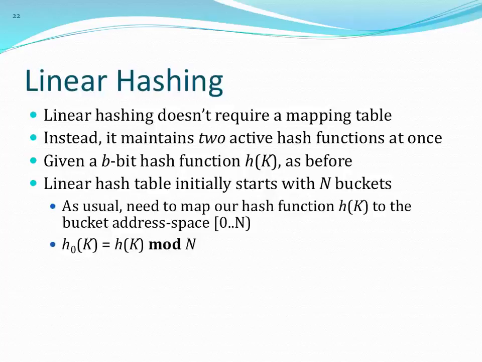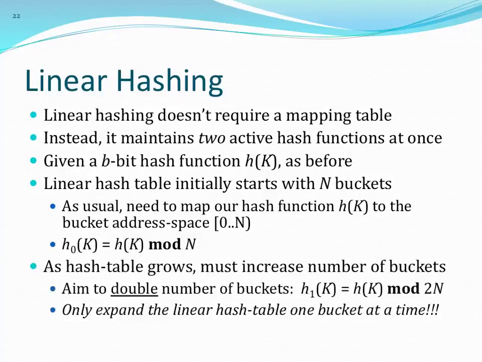Okay, that's easy enough. That's a good start, but remember, we need this to be able to grow. So we basically generate new hash functions by doubling the previous hash function's number of buckets. So h1 of k will be h of k modulo 2n, and then h2 of k will be h of k modulo 4n, and so forth. So every time, we're actually aiming to double the number of buckets. But the trick to this approach is that we don't actually do the doubling every single time. We only add one new bucket every time we need to expand the hash table.